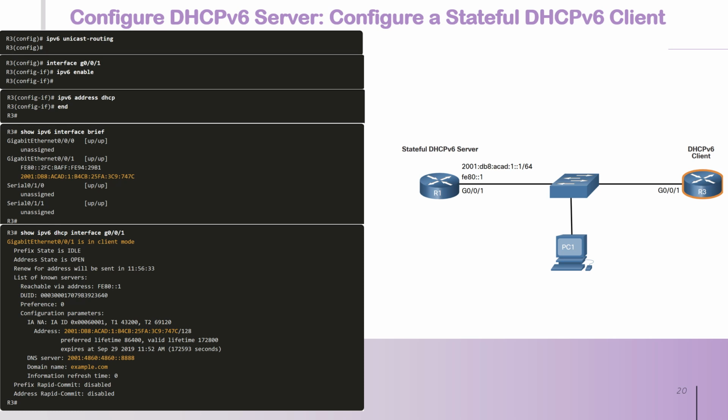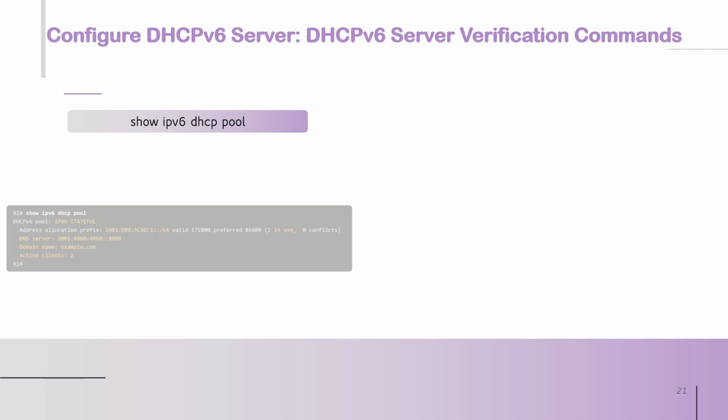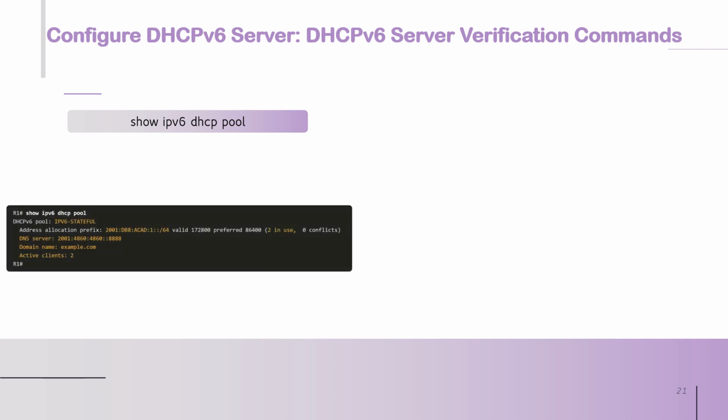The commands that we use to verify the DHCP servers are the show ipv6 dhcp pool command, which verifies the name of the DHCPv6 pool and its parameters. The command also identifies the router and the number of active clients. And we have an example here, using the configuration of the slides before.